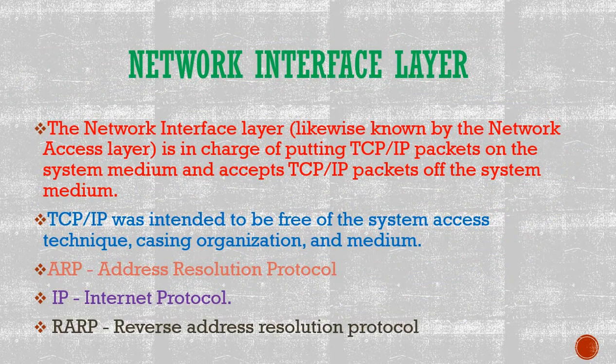Now the first one is the network interface layer. This is also known as the network access layer. It is in charge of putting TCP and IP packets on the system medium, and it also accepts the TCP/IP packets from the system medium. So this is intended to be free of the system access technique, frame organization as well as the medium. ARP, IP and RARP are used within these, and the full forms of these things are already mentioned over here.